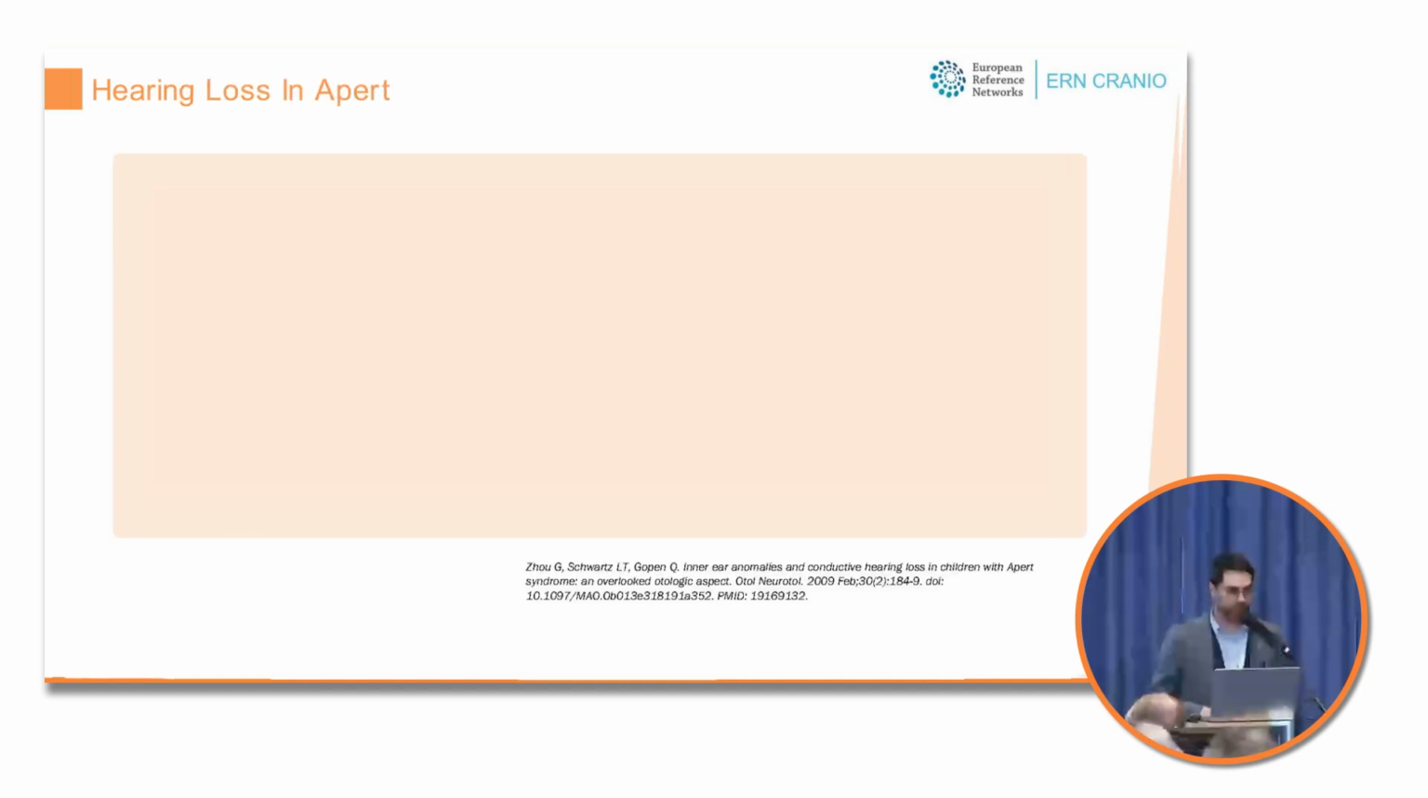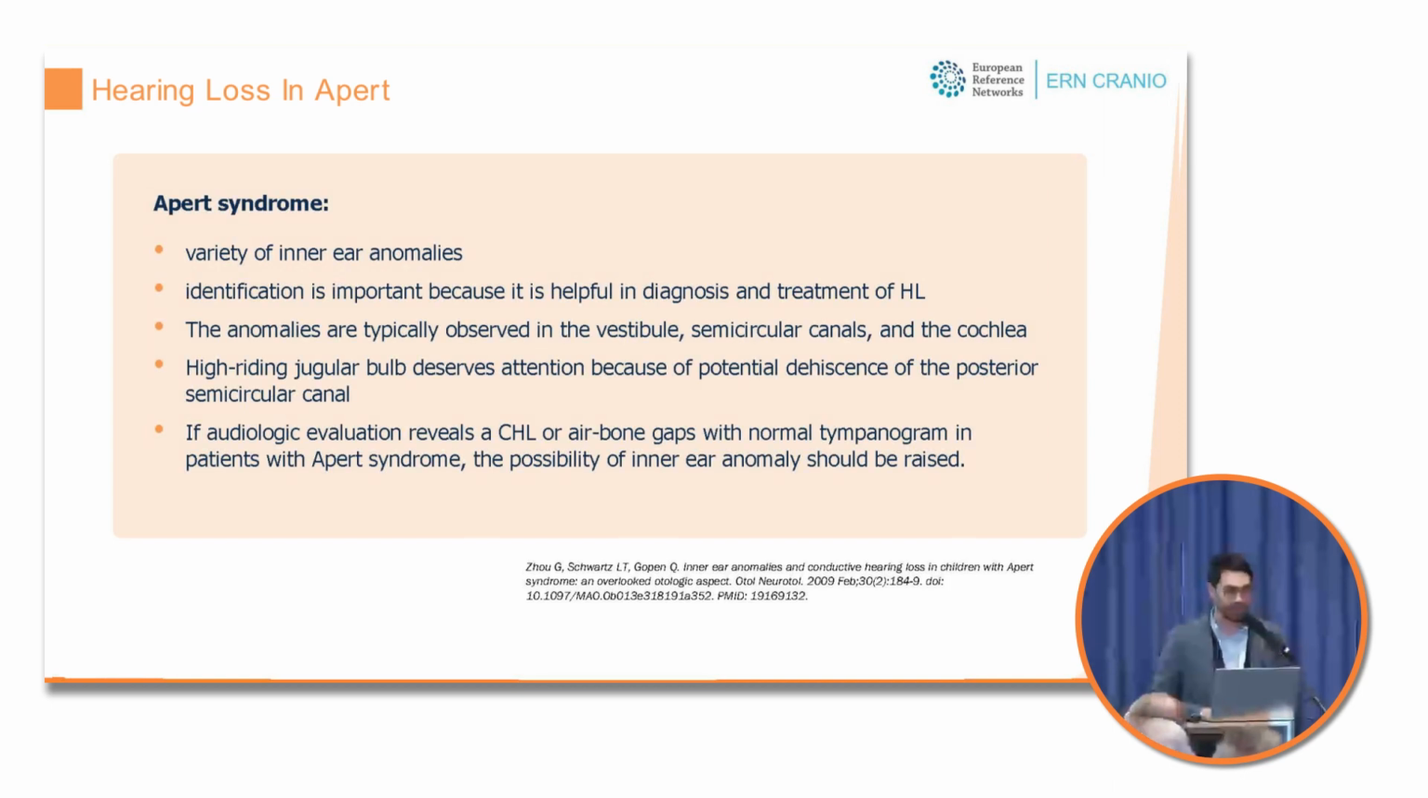Also, for Apert syndrome, we have a variety of inner ear malformations, and the identification is crucial for the overall management of the hearing loss. The malformations typically are observed in the vestibule, the semicircular canal and the cochlea, but also a high-riding jugular bulb can be observed, with the potential concomitant presence of dehiscence of the posterior semicircular canal. So there may be causes of conductive hearing loss or mixed hearing loss in these patients that do not rely on middle ear pathologies, but are caused by the inner ear malformation.